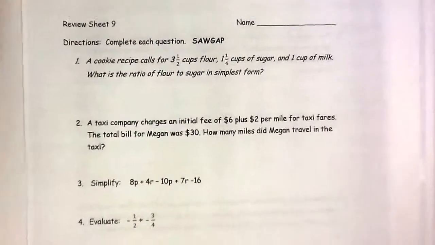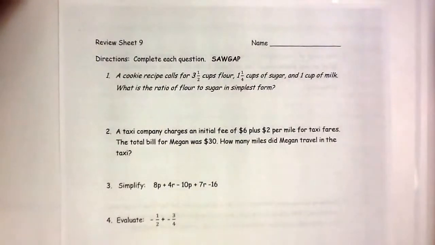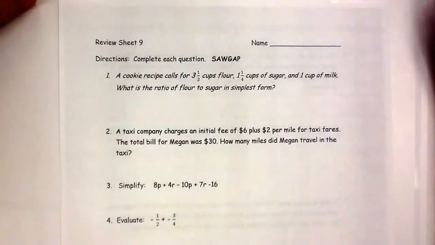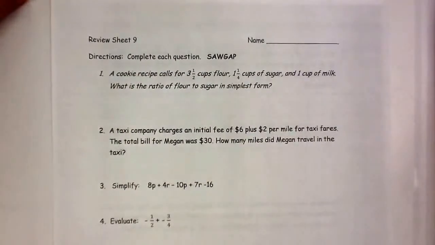All right, this is review sheet number 9. Number 1. A cookie recipe calls for 3½ cups of flour, 1 1/4 cups of sugar, and 1 cup of milk. What is the ratio of flour to sugar in the simplest form?